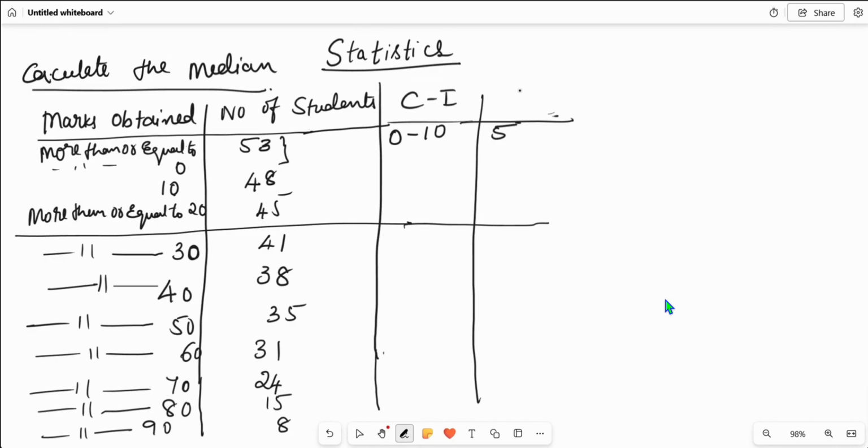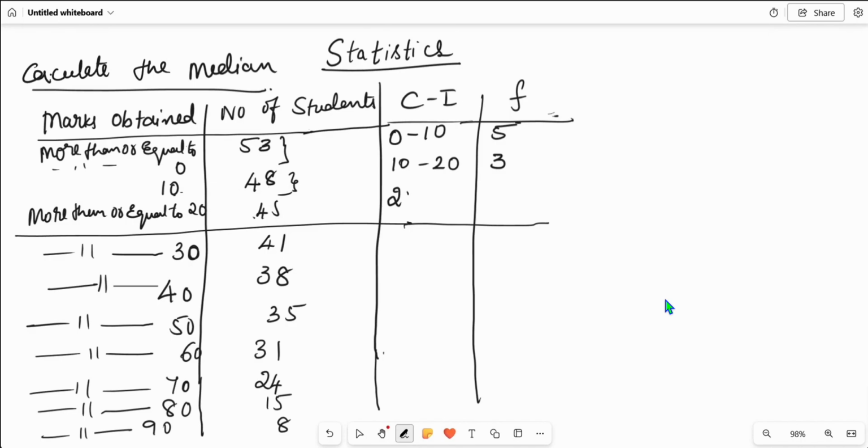Class interval and the frequency here. Next, more than 20, it is 45. More than 10, it is 48. So 10 to 20 will be the difference between these two. So it is 3. Okay. More than 20, 45. More than 30, it is 41.